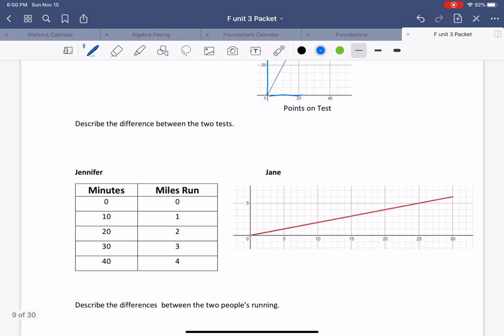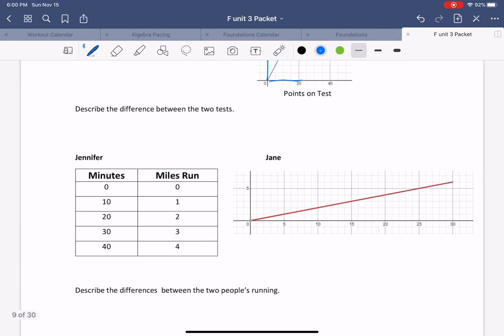Okay, let's look at 2 people's runnings. Jennifer runs a 10-minute mile. Okay, 20 minutes for 2 miles, 30 minutes for 3 miles. If I look at Jane, how long it takes her to run 1 mile, it's 5 minutes. So, who runs the faster mile? Jennifer.